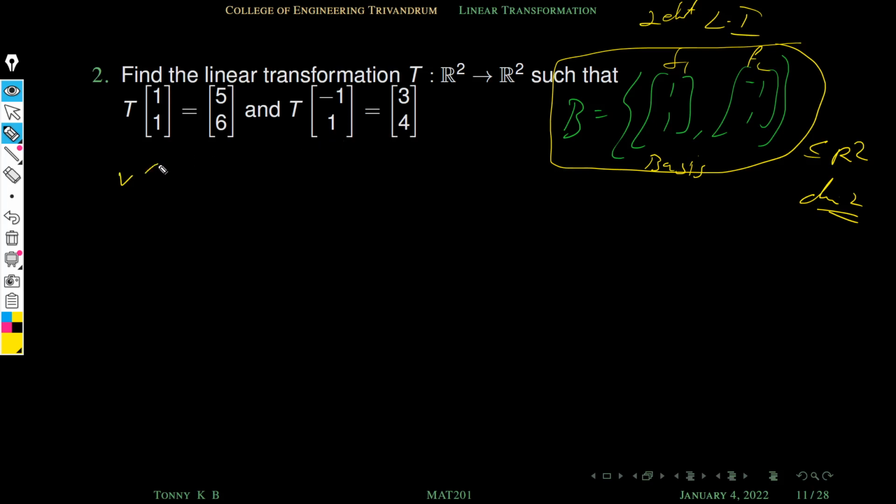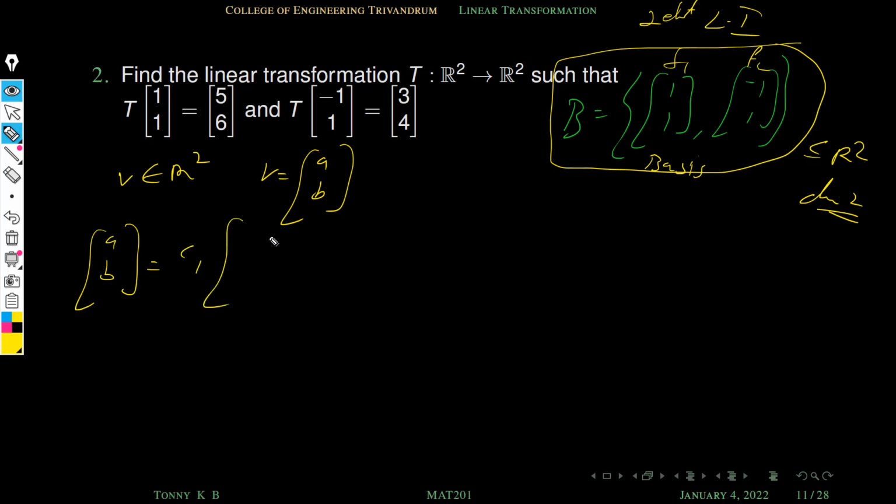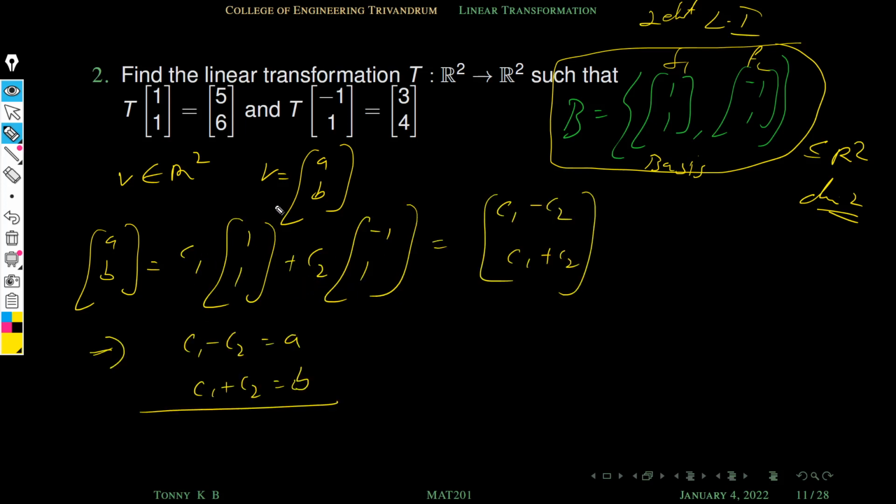So let V be our general element from R square, and we know V can be written as some (a, b). So what is our next step? We have to write this general element (a, b) in terms of these two elements, C1 times (1, 1) plus C2 times (-1, 1). Then solve for C1 and C2. This becomes C1 minus C2, and the second one is C1 plus C2. Then you can equate the corresponding terms. So C1 minus C2 equals a, and C1 plus C2 equals b. Then you can solve these two. If you add these two equations, this becomes 2C1 equals a plus b. So what is C1? Similarly, you can find C2.